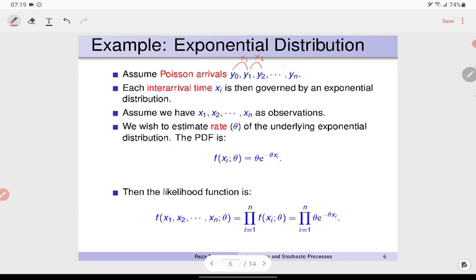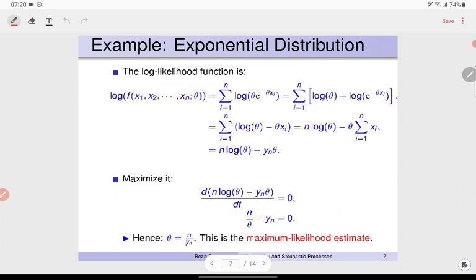Now the PDF, because there's only one parameter, will be given by f of xi given theta, which is equal to theta e to the power of minus theta xi. Therefore, the likelihood function, namely the joint PDF of all of these observations x1, x2, and so forth until xn, given parameter theta, will be equal to the product for i equal to 1 until n of f of xi given theta, which is equal to the product for i equal to 1 until n of theta e to the power of minus theta xi.